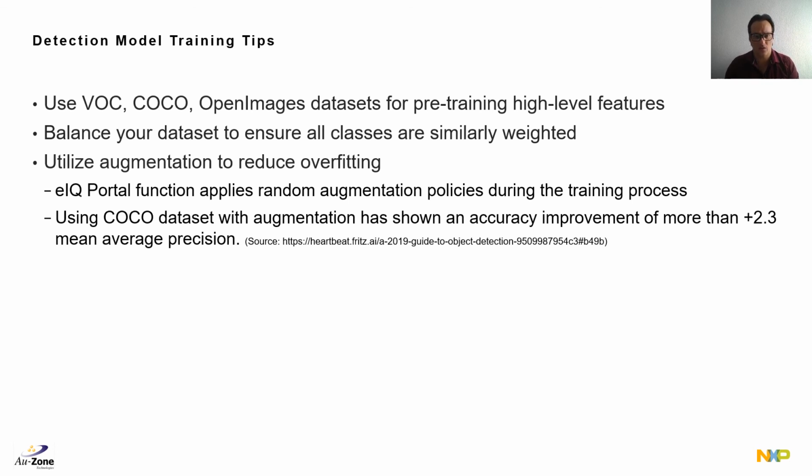As always for any model, be sure to balance your dataset for equal weighting of classes and try to use augmentation techniques to enhance your dataset and reduce overfitting. A lot of augmentation techniques are included in the eIQ Portal right now for supporting the user bringing in their own data and trying their models. As a proof of the utility of augmentation techniques, we found that if we apply these augmentation techniques on the generic COCO dataset, the mean average precision can be increased by more than 2.3%.